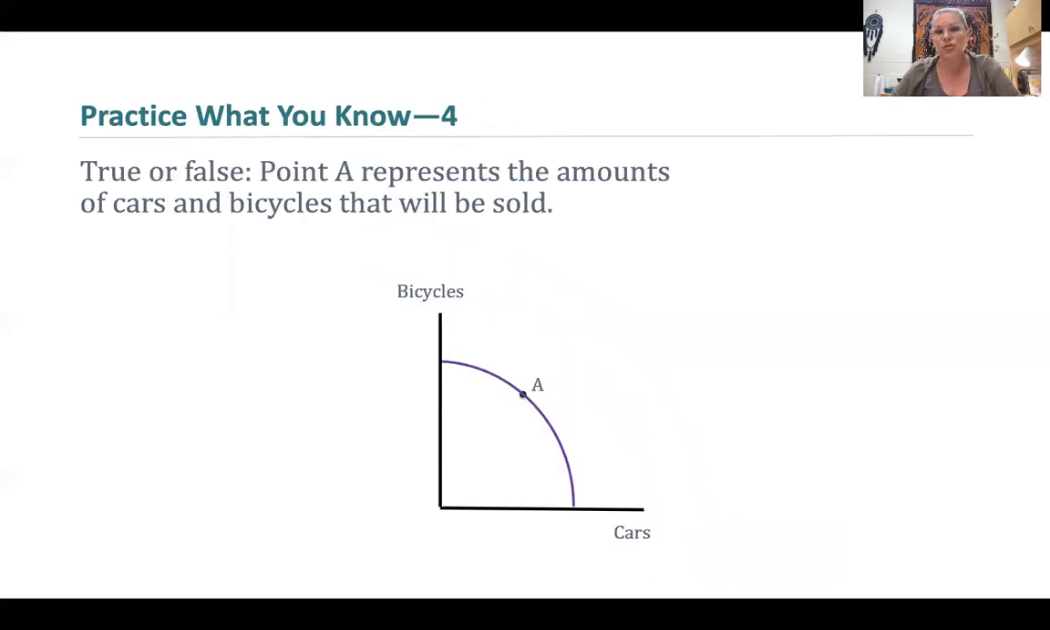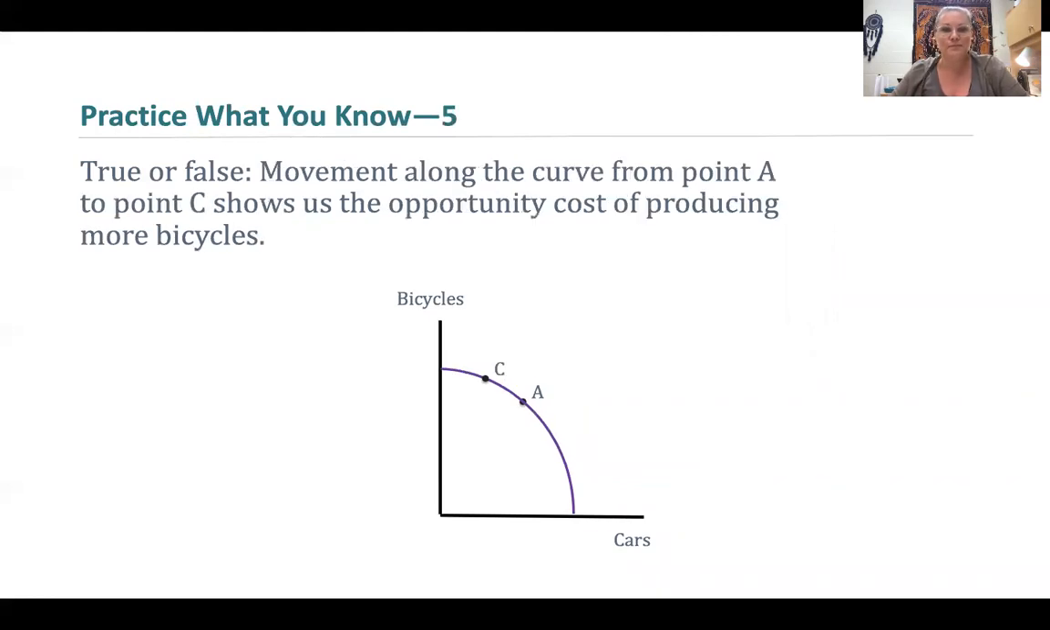So let's practice. True or false? Point A represents the amount of cars and bicycles that will be sold. Careful here. It's false. This is because point A represents how many cars and bicycles will be produced. It doesn't necessarily equate to the amount that's going to be sold in market transactions.